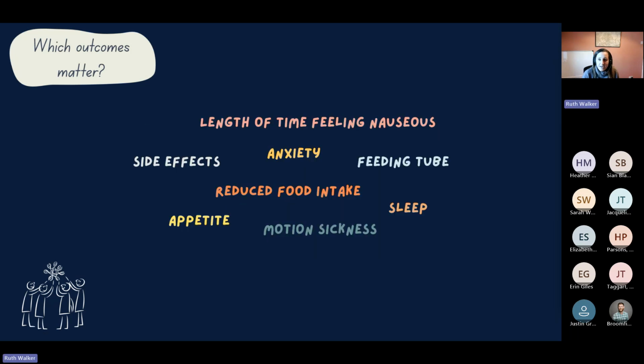So these are the outcomes which people identified to be important. They were largely focused on quality of life and were often connected to the outcome of nausea. So even things like sleep, quality and quantity of sleep, was to do with feeling very sick in the middle of the night. So yeah, I think this highlights the importance of that nausea outcome.